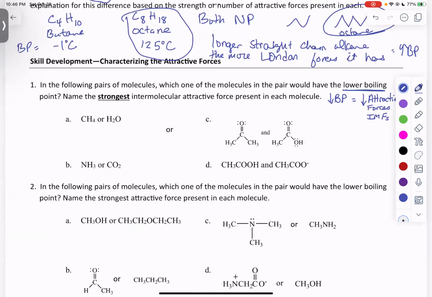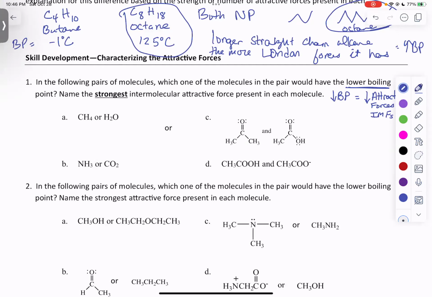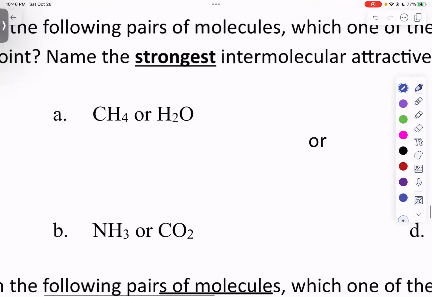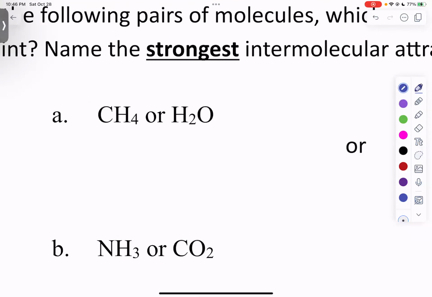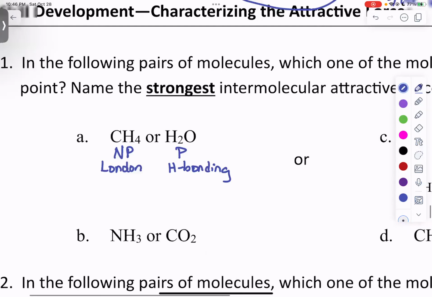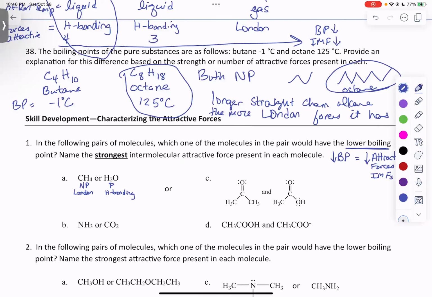So CH4 or H2O. The way that I think about this is I want to characterize these. CH4 is carbons and hydrogens. That's non-polar. So the only kind of forces it can have are London. Water, on the other hand, is polar and can have hydrogen bonding. So I want to know which one is the lower boiling point. Well, CH4 is a lower boiling point because it has the weaker forces. London forces are much weaker than hydrogen bonding.